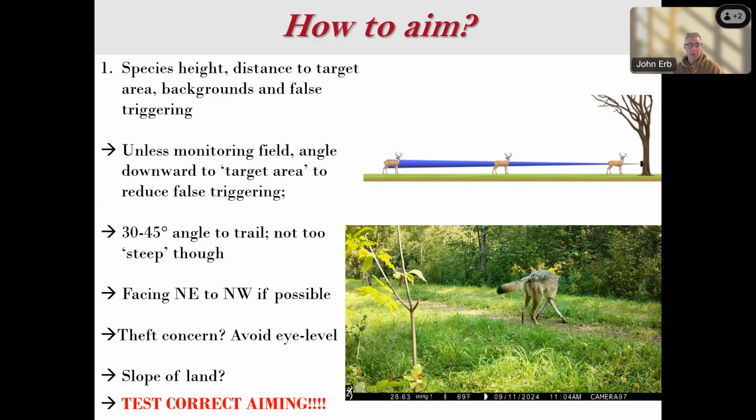Facing the camera northeast to northwest is often good to avoid problems with the sun hitting the sensors and causing whiteout when it does take a picture. Inside of a dense forest with a lot of canopy, it's not as important because the sun's not going to hit it too much wherever you point it. But in other areas, this can be more important. And be careful about putting a camera right at eye level if you're concerned about theft, because people see stuff more easily if it's at their eye level. Putting it down lower or up higher can be good.